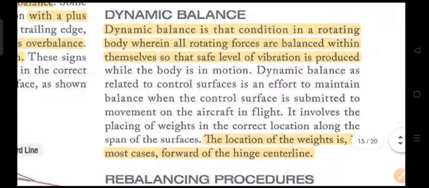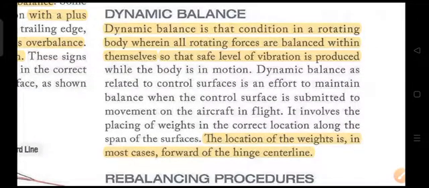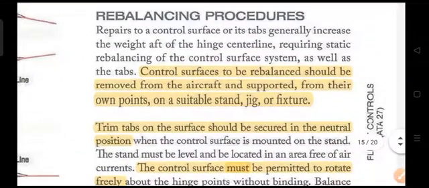Dynamic balance is what? This balance condition is of a rotating body, that it will be dynamic, means movement. Whenever something is moving, at that time whether it is balanced or not. Let's say you are moving a propeller. If it is not balanced, it will vibrate. So in order to reduce that vibration, you have to dynamically balance the flight control surfaces, and the location of the weights needs to be given in such a way so that they do not flutter. Okay, they do not flutter, they become very stable in flight situation.